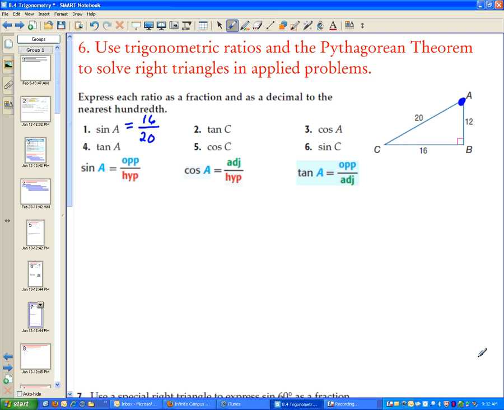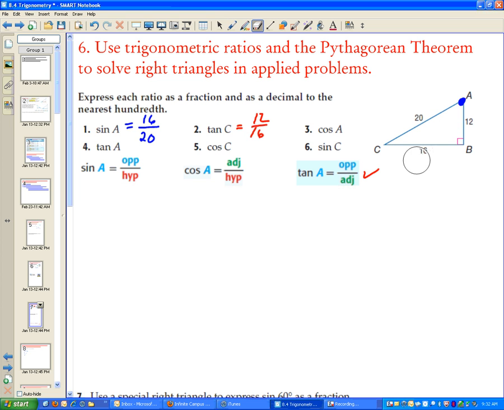Number two, the tangent of C. All right, so look, not only are we changing the trig ratio, we're changing the point, the angle that we're using. Now we're at C. Tangent is opposite over adjacent. So the tangent of C would be 12 over 16, not 16 over 12. 12 is opposite, 16 is adjacent.